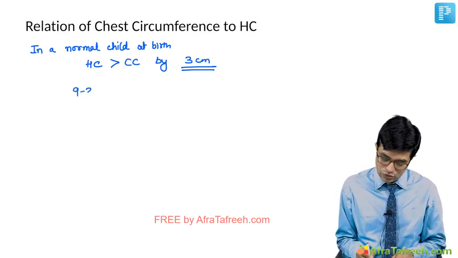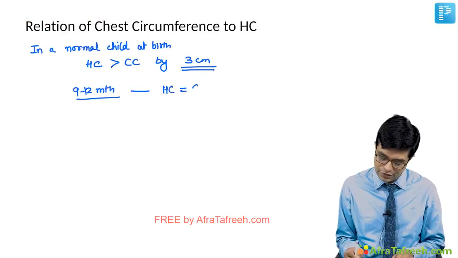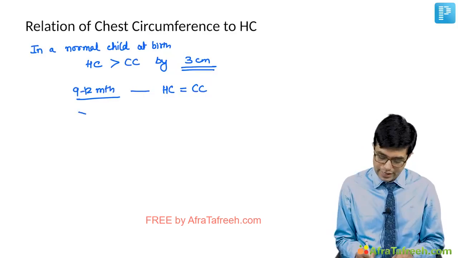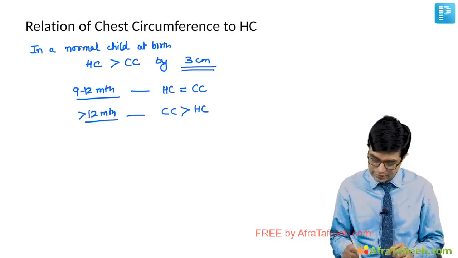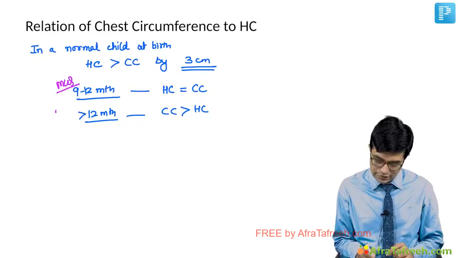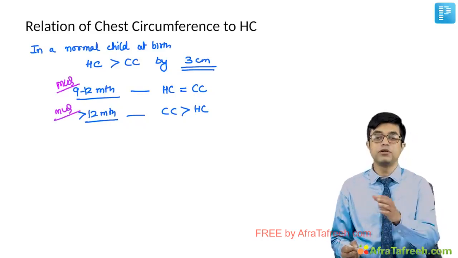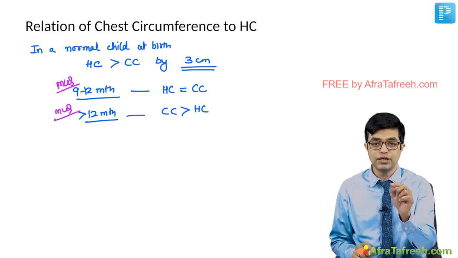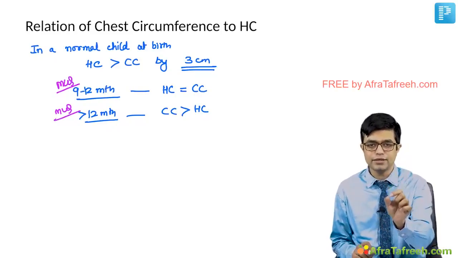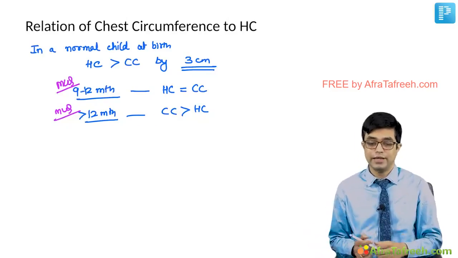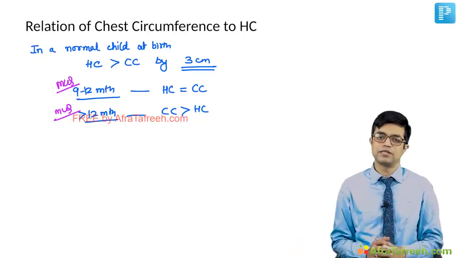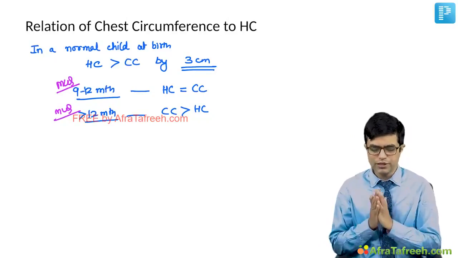At 9 to 12 months, head circumference becomes equal to chest circumference, and beyond 12 months, the chest circumference exceeds head circumference, just like you and me. So this is a MCQ. When does head circumference become equal to chest circumference? If a single value is mentioned, answer will be 9 months. If a range is asked, answer will be 9 to 12 months. And when does chest circumference exceed head circumference? It will be beyond 12 months, that is beyond 1 year of age. So these are the two MCQs that you need to remember.